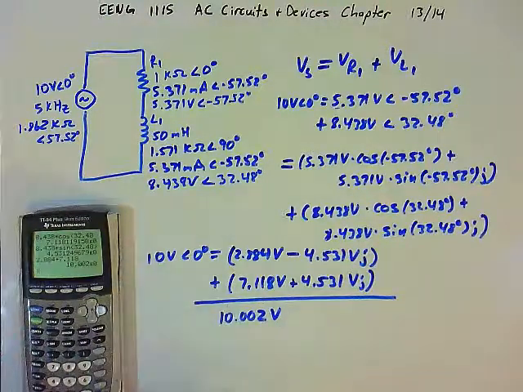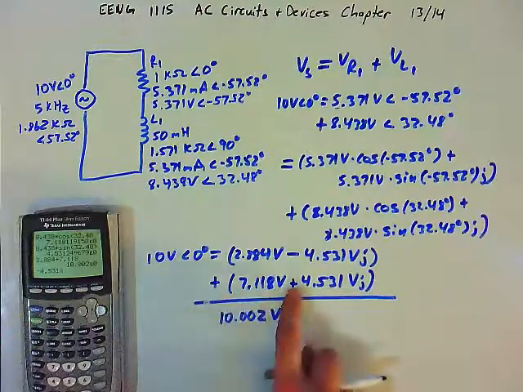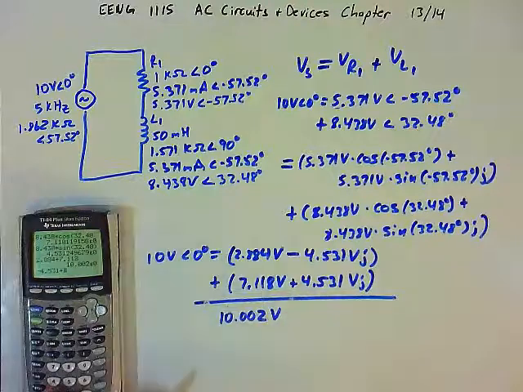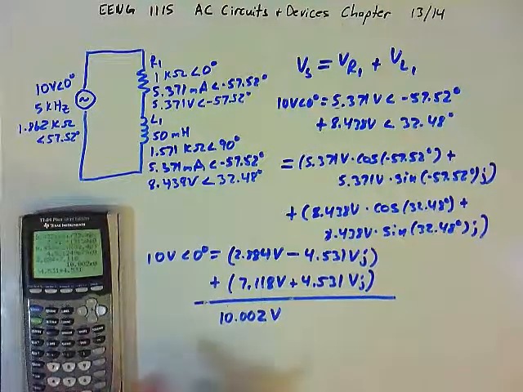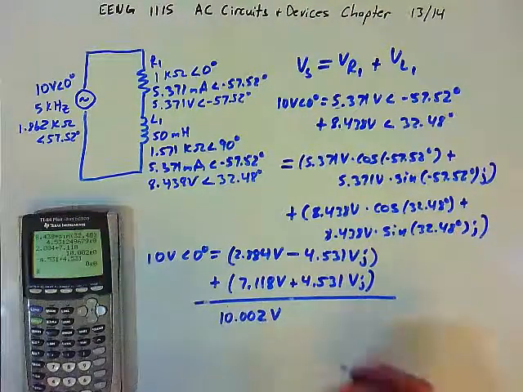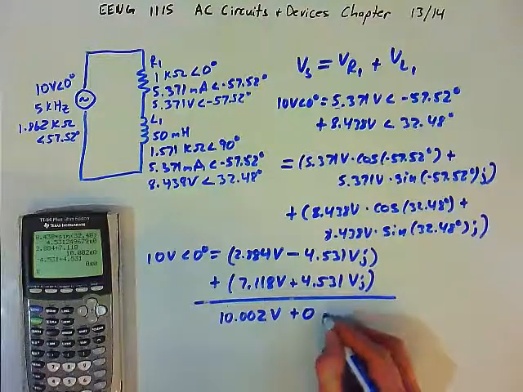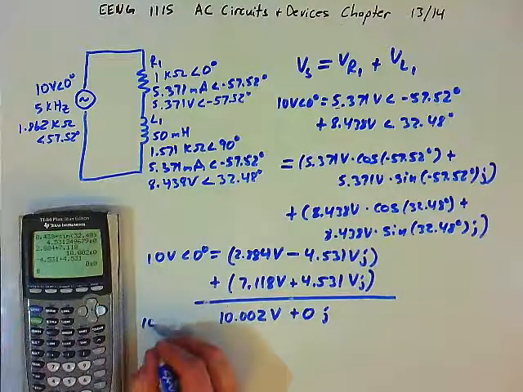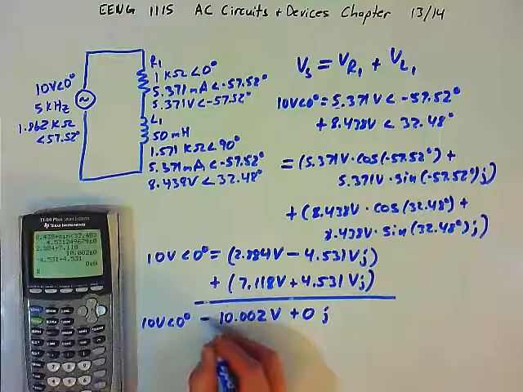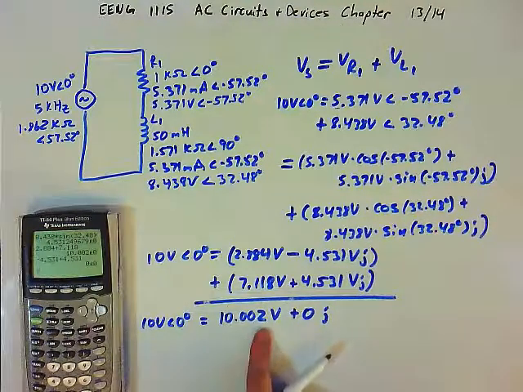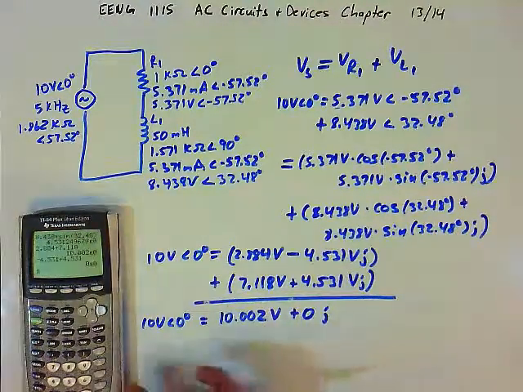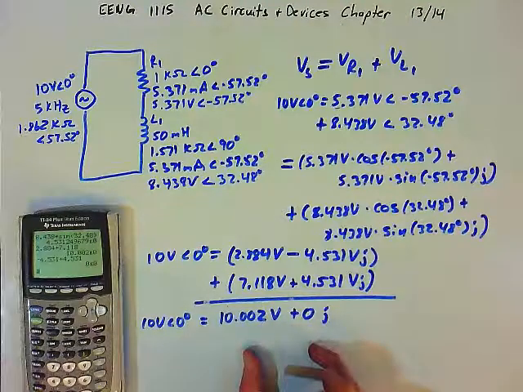For the Y components, we have a negative 4.531, and we're adding to this a positive 4.531, and no surprise, we get 0 plus 0j. And so 10 volts at 0 degrees, we think that's equal to 10.002 volts plus 0j, right? So this is the polar form, this is the rectangular form.